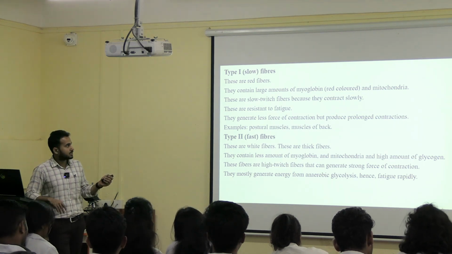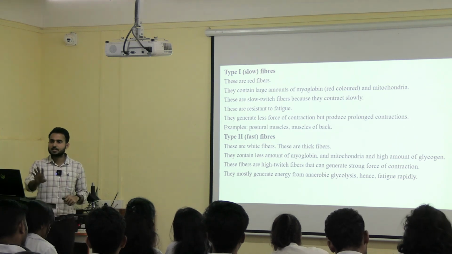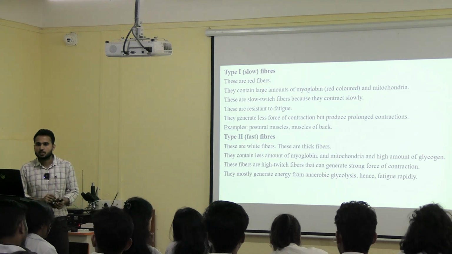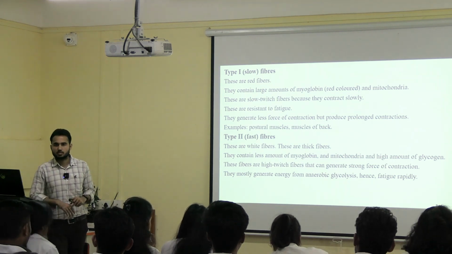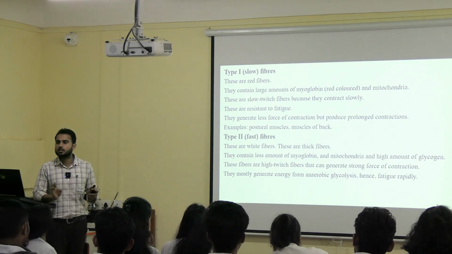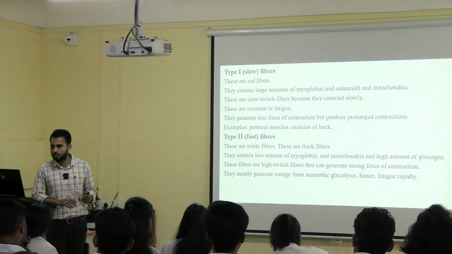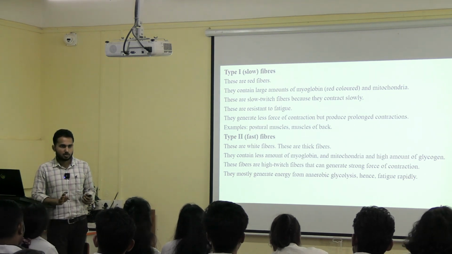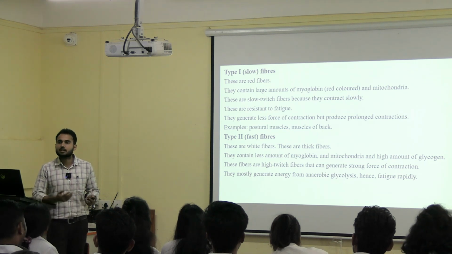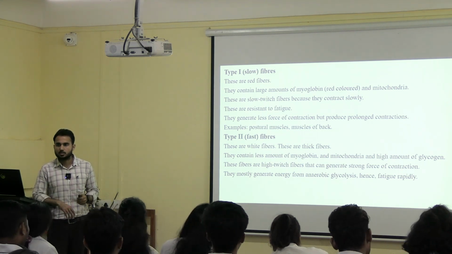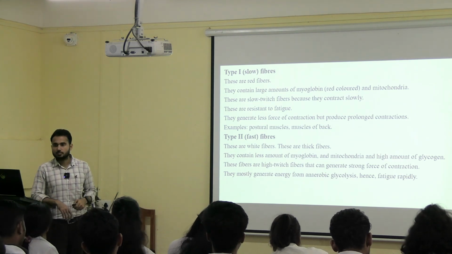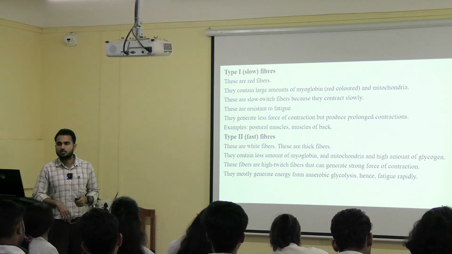Can you give some examples? Examples are the postural muscles of the back. For example, when you are sitting, you can sit for at least 2 hours, 2.5 hours, 3 hours. Just imagine whenever you are watching movies, you sit for more than 2.5 hours, sometimes 3 hours, and you don't get tired after watching the movie. At that time your postural muscles are working, maintaining the posture. How can they maintain it? Because they are type 1 or slow fibers, because the contraction is very slow and steady.